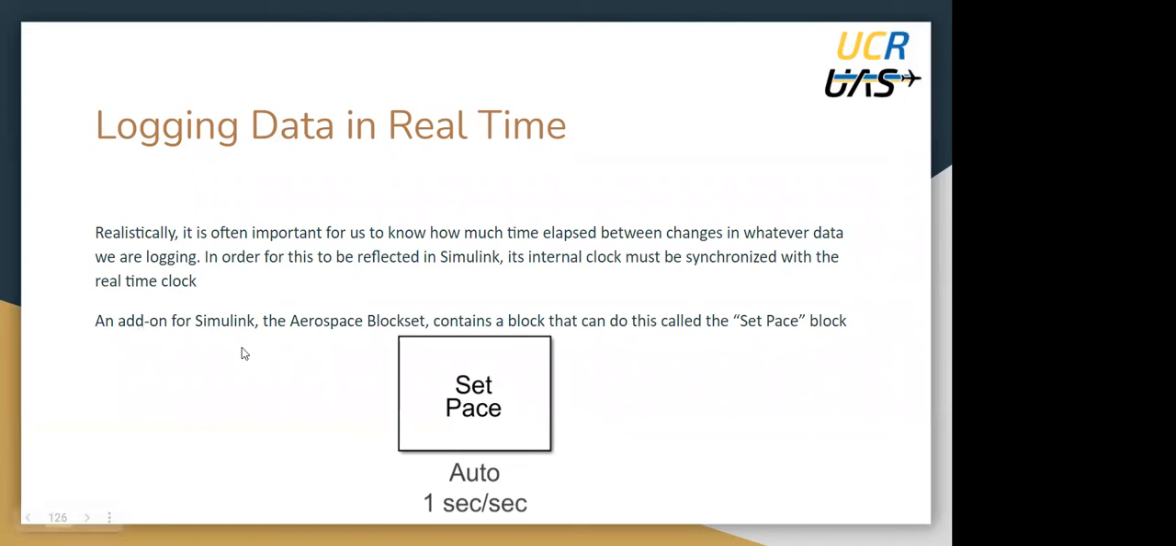There's an add-on for Simulink called the Aerospace Blockset, which contains a block that can do this, called the set pace block. Using the set pace block, you can choose how many seconds on the simulation clock pass for each second in real time. So you can have time pass at half speed or double speed if you want, or you can make it a 1-to-1 ratio as we have here to synchronize the clocks. This way, if 1 second elapses between two data samples, this will be reflected in the time recorded in Simulink, and that time will be available with the data that gets sent to the workspace.